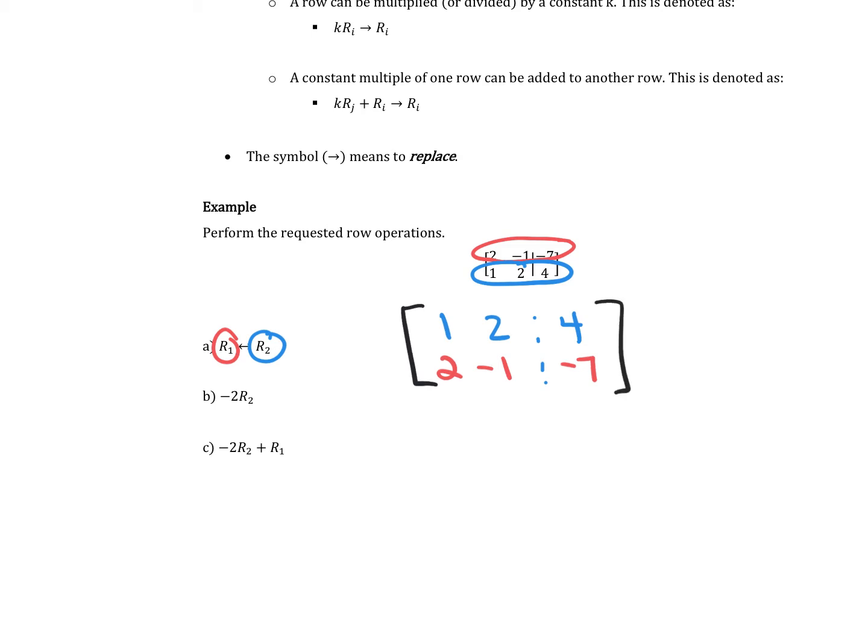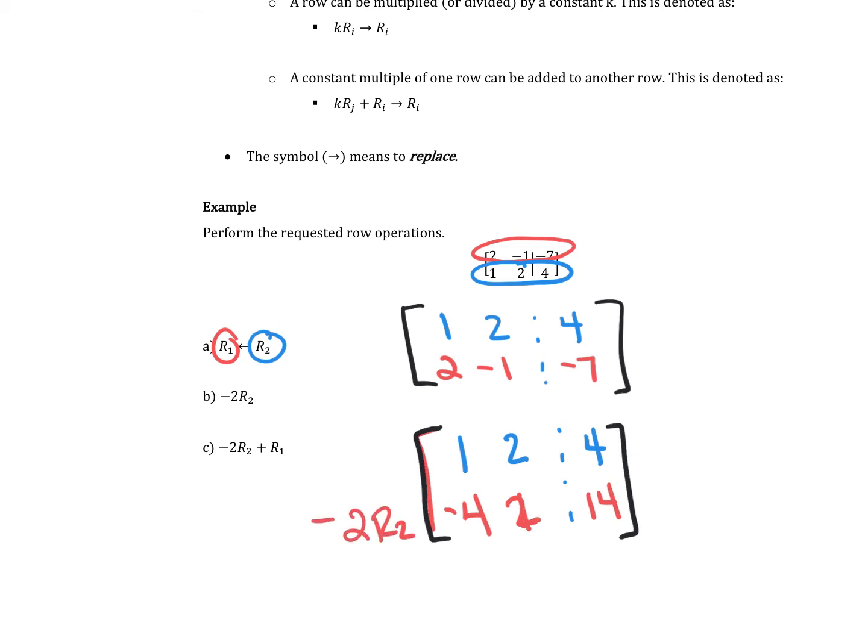The next one says to multiply -2R2. So when I do that, I'm not going to touch R1. I just want to multiply by -2R2. So when we do this, we get the first row, 1, 2, 4. Second row becomes -2R2. So -2 times 2 is -4. -2 times -1 is +2. -2 times -7 is +14. So that is the second step, which was -2R2.